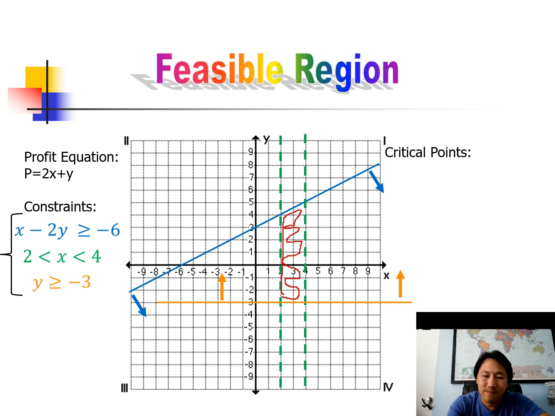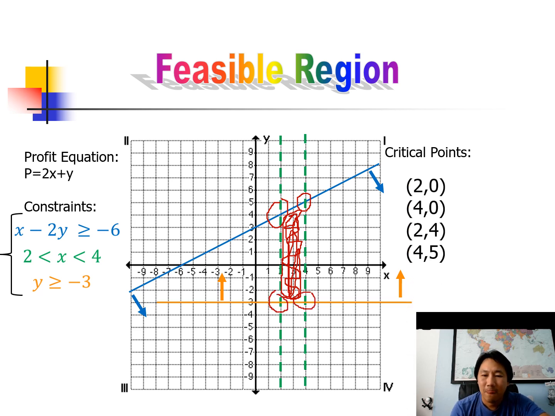And there. Okay, so go ahead and shade that in with your pencil. But that is our feasible region. And this feasible region has 1, 2, 3, 4 critical points. There they are.